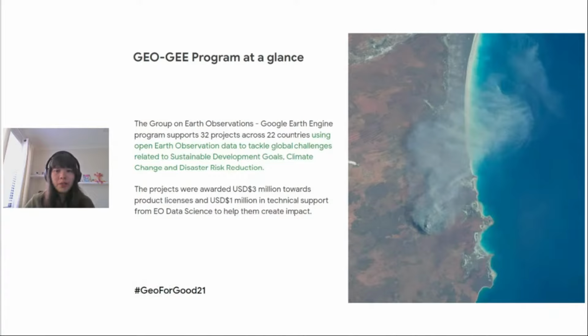For those that haven't heard of it, the Group on Earth Observations Google Earth Engine program is supporting 32 projects across the world using open Earth observation data to tackle global challenges related to sustainable development goals, climate change, and disaster risk reduction.